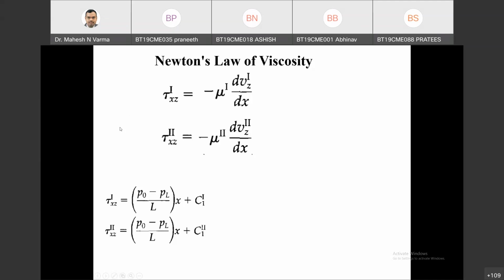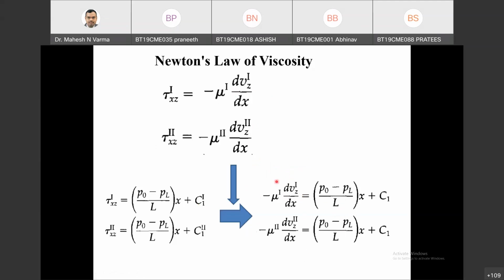Now substituting this in this equation. This is Newton's law of viscosity for phase 1, and this is Newton's law of viscosity for phase 2. Substitute this equation in this equation. So what you will get is minus mu1 dVz by dx, and this is delta P.